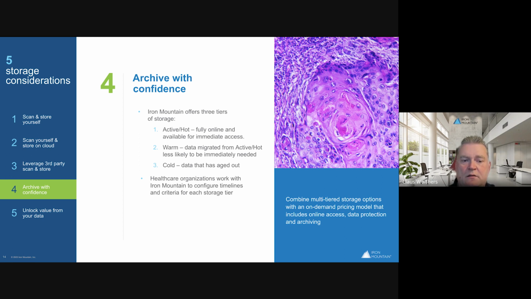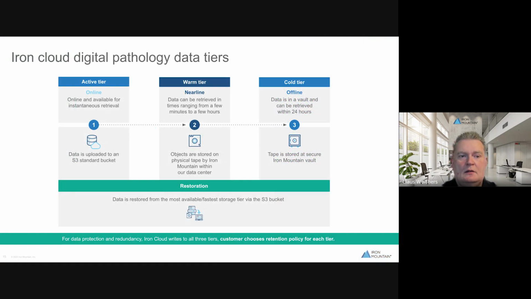Finally, cold tier data is where active or hot tier or warm tier data has aged out after a number of days that are set by your organization. This data is offline and protected by an air gap, can be stored for up to 10 years at a greatly reduced cost, and is normally accessible within 24 hours. Healthcare organizations can work with Iron Mountain to configure timelines and criteria for each storage tier to suit their own purposes. Pathologists and others with access can request and retrieve data immediately from the active hot tier, which uses the industry standard S3 protocol. Our digital pathology tool uses the Iron Cloud storage tiers.